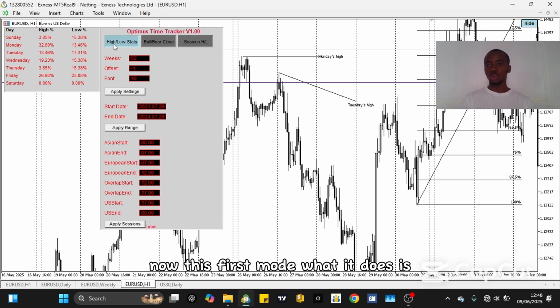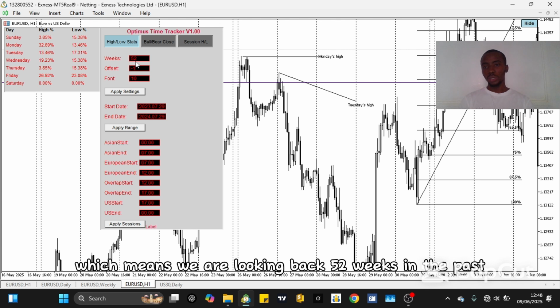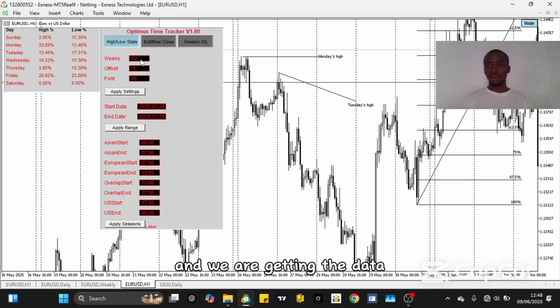Before I do that, let's talk about the panel here and what these are for. This is the look back period where we input the look back period, and as you can see, I have 52 here, which means we are looking back 52 weeks in the past, getting the data, and that's what we are displaying here.